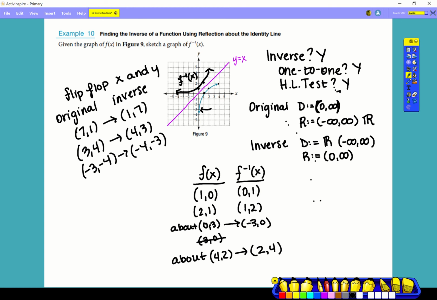And that sums it up for inverses of functions. That actually sums it up for all of Unit 1.